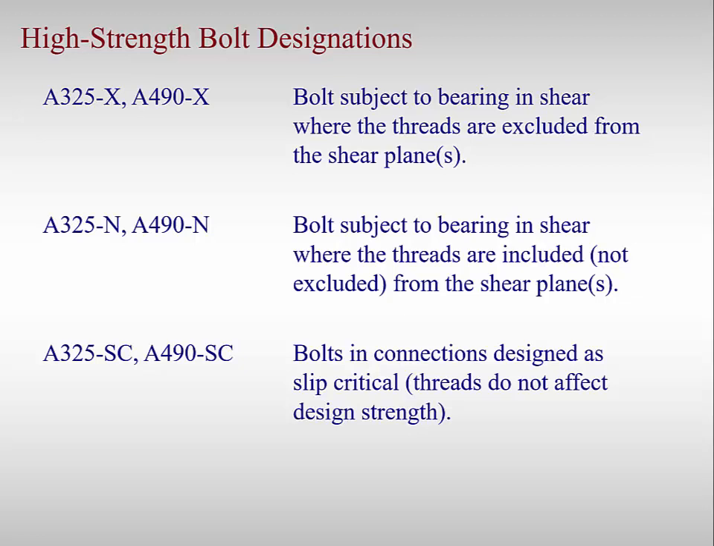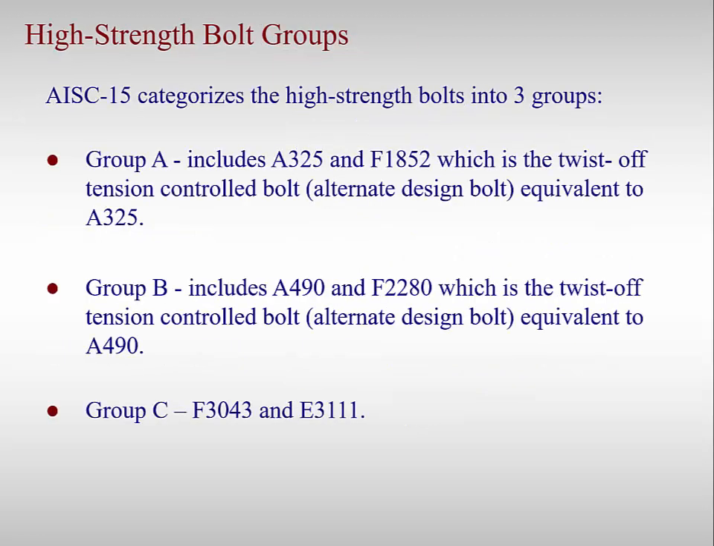Unfinished bolts, A307 bolts, are assumed to be fully threaded, so you don't have the included or excluded issue, and they don't have enough strength for them to be preloaded. Therefore, there is no designation following their bolt type. Separate ASTM standards were developed for the twist-off tension control bolts. These have the same strengths as A325 and A490.